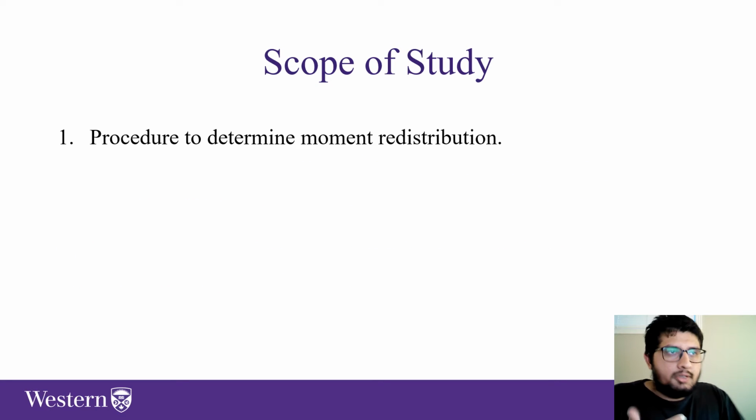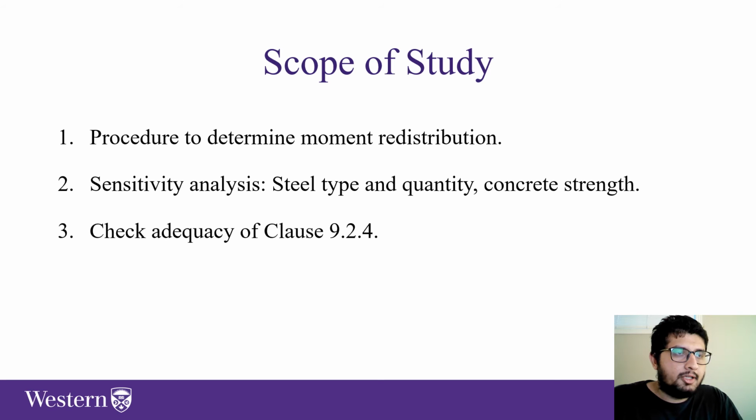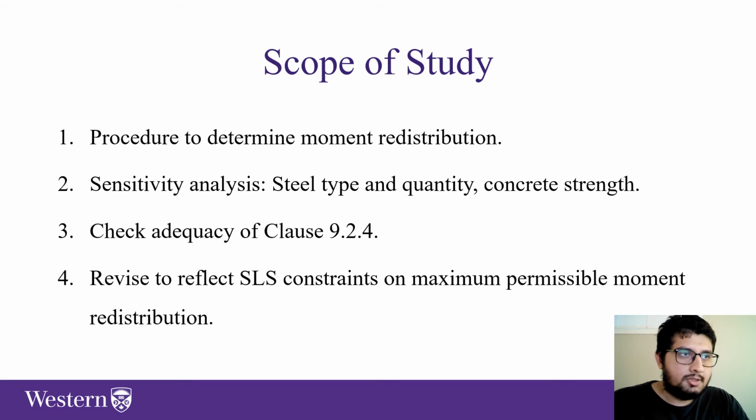So first, I'd like to talk about the procedure on how I determine moment redistribution, then go over the sensitivity analysis, which includes the steel type and steel quantity, as well as the concrete compressive strengths that I'm using in the analysis. Check the adequacy of clause 9.2.4 and whether it can apply to beams reinforced with high strength steel, and review the total moment redistribution at ultimate limit states given the serviceability limit state constraints.